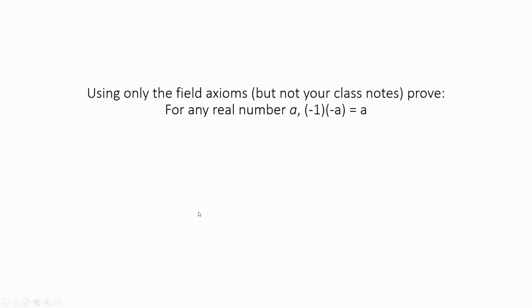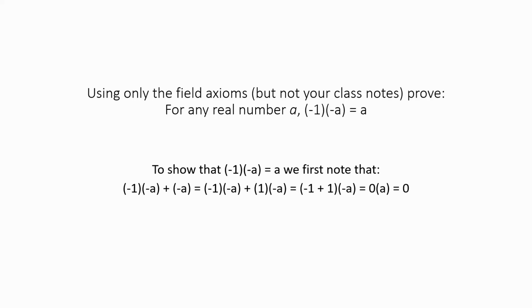Okay, let's go over the problems from yesterday's in-class problem set. First one, using only the field axioms, prove that for any real number a, -1 times -a equals a. So to do this, we first notice that -1 times -a plus -a equals -1 times -a plus 1 times -a. Then using the distributive law, -1 plus 1 times -a, which equals 0 times a, which equals 0.